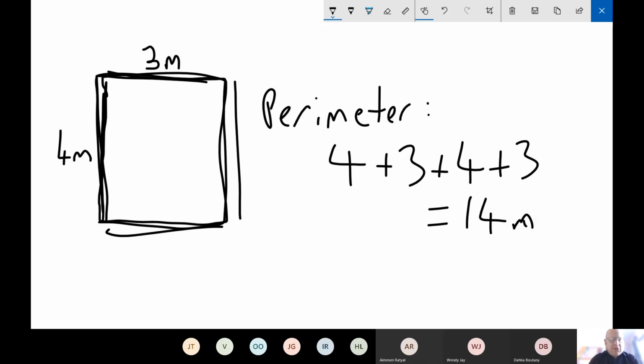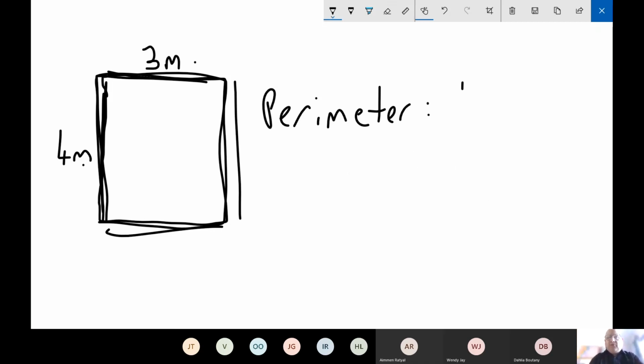Our unit is metres because our measurements were in metres. We haven't changed that at all. So basically, I've walked 4 metres one way, 3 metres across, back down 4 metres, and back 3. So that gives us a total of 14 metres. So perimeter is simply adding up all the sides, and with a nice square or rectangle shape like that, you can see that the sides match.